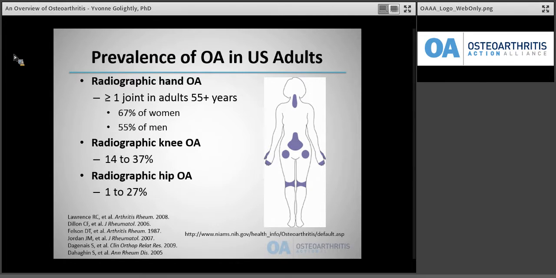When we look by joint, for radiographic hand osteoarthritis in at least one joint in adults who are 55 years of age or older, 67% of women have hand OA and 55% of men have hand OA. For radiographic knee osteoarthritis, depending on the population that you look at, the numbers vary between 14 to 37%, and for hip osteoarthritis, they vary between 1 to 27%.